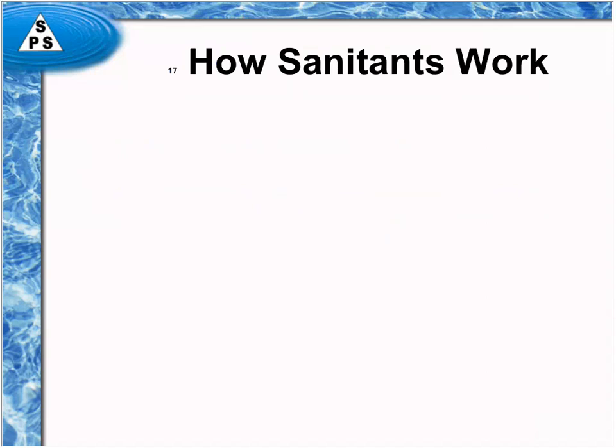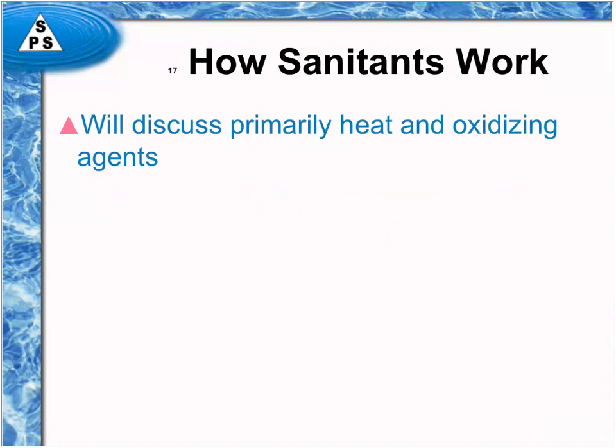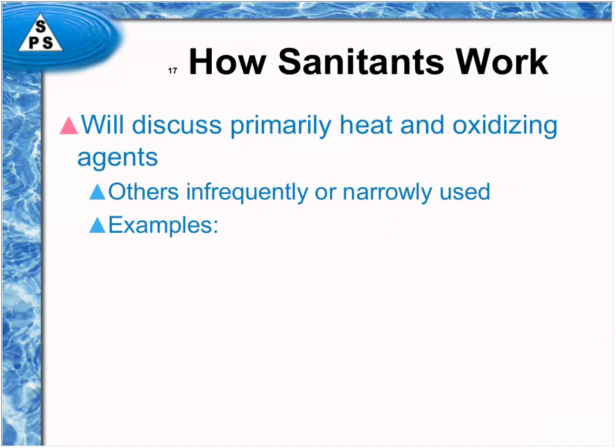Now we're going to get into how sanitants work. We're going to be discussing primarily heat and the oxidizing agents. There are others that are used on either an infrequent basis or on a narrow application basis. And some examples are, for instance, the acids and caustics that are used to regenerate DI beds.